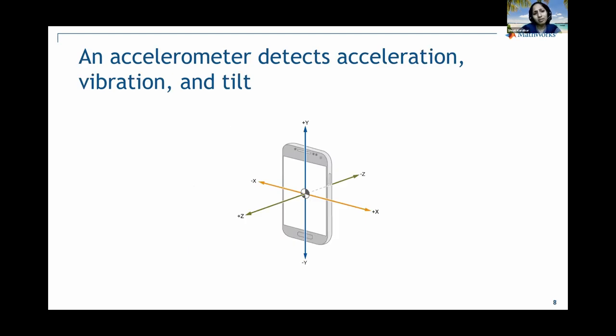Now let's see, what is this accelerometer and what does it do? An accelerometer detects acceleration, vibration, and tilt along the three axes. It determines how fast we are moving in any linear direction. Now, this sensor is there in our mobile devices. I am going to tell you two applications of this sensor that you have been using in your day-to-day life. This is the sensor that helps us determine whether we are holding our mobile device in landscape or portrait mode. This is also the sensor that helps us determine whether we are holding our device facing upwards or downwards.